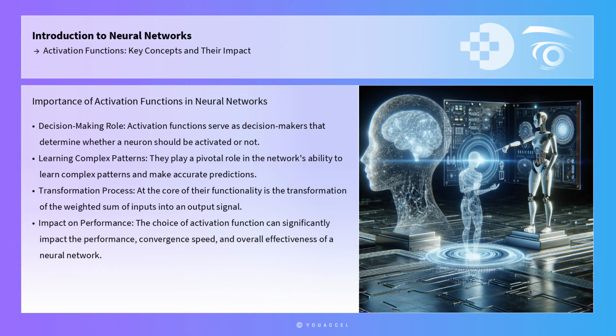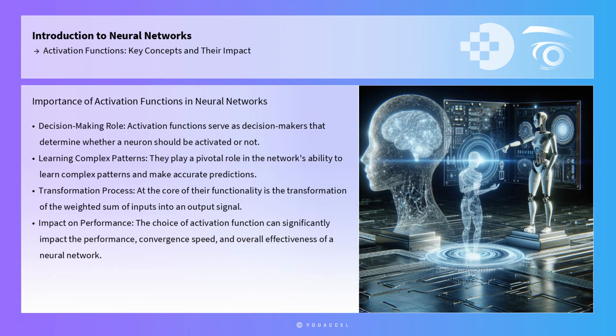Activation functions are crucial components of neural networks, serving as the decision makers that determine whether a neuron should be activated or not. They play a pivotal role in the network's ability to learn complex patterns and make accurate predictions. At the core of their functionality is the transformation of the weighted sum of inputs into an output signal that can be used by the subsequent layer.